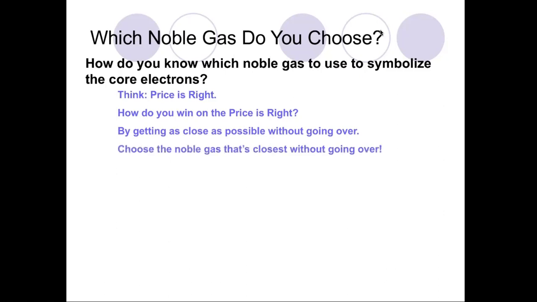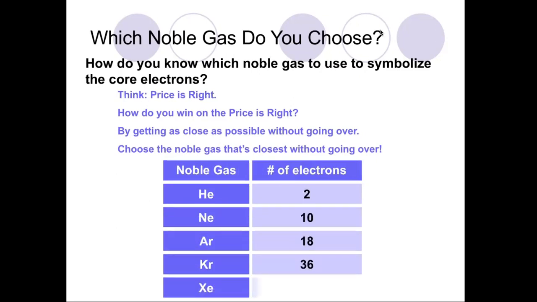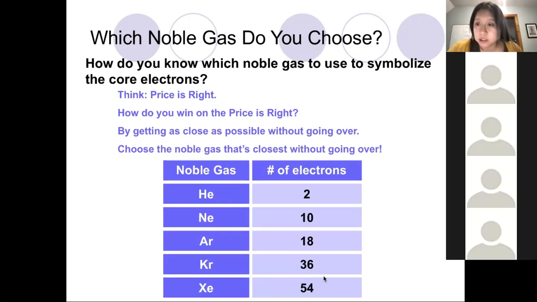Same thing here: you would have to look at how many electrons you're working with, and then determine which noble gas is closest to the number of electrons but doesn't surpass it. So for example, He, Ne, Ar, and Kr. These are how many electrons each of these have. You don't have to worry too much about these numbers because they are in the periodic table itself.